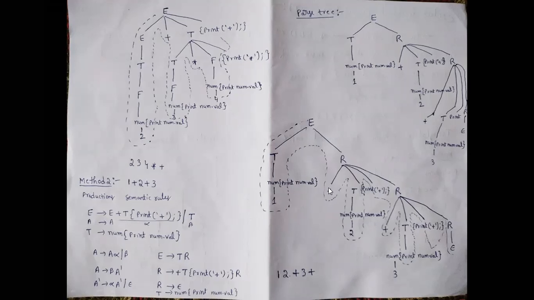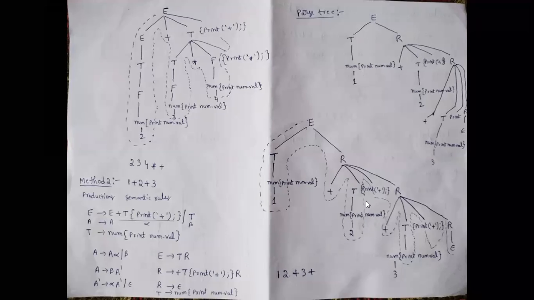Here we get plus. Can we print this plus or not? We are not printing this plus. Only when we get the print statement, then we print that symbol. Okay, so plus, here num, print num dot value. Then we have to print the num value, and we have print here.